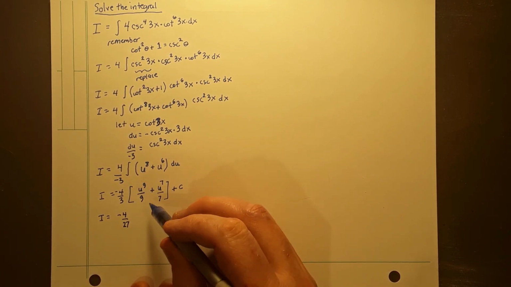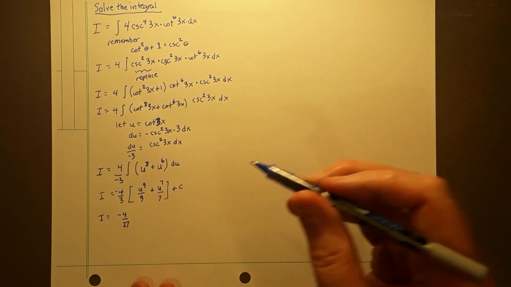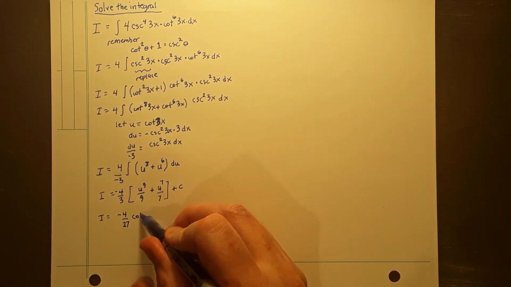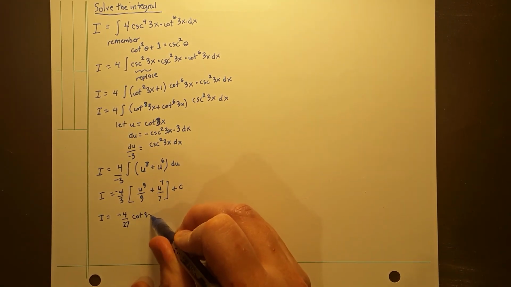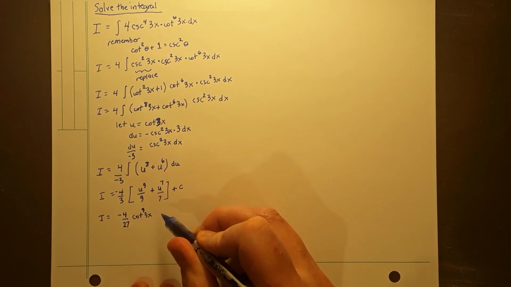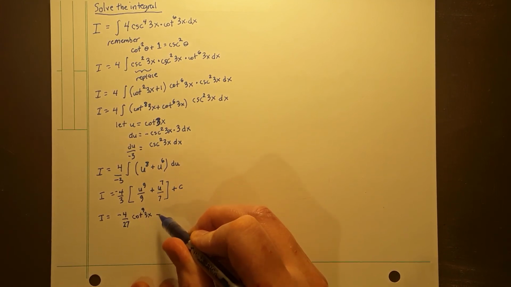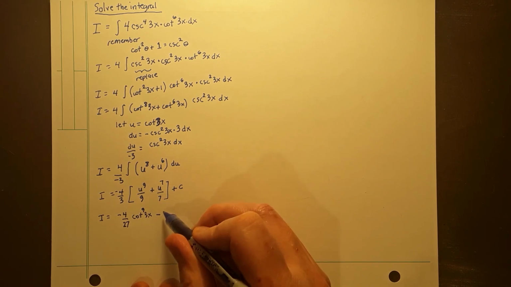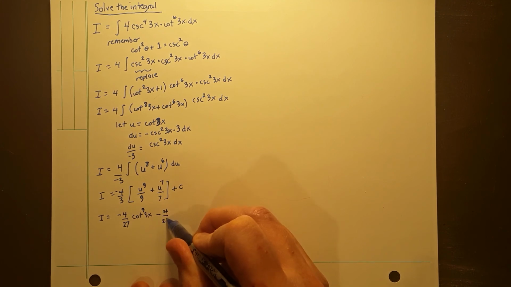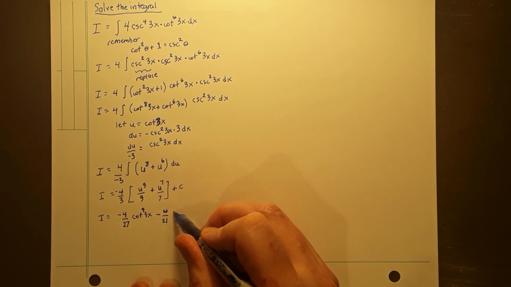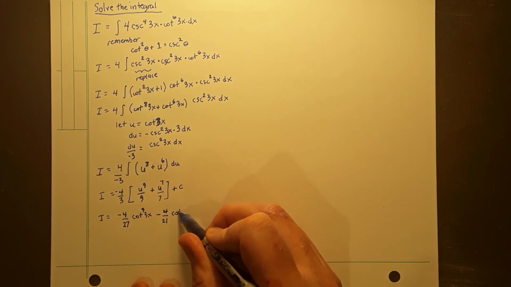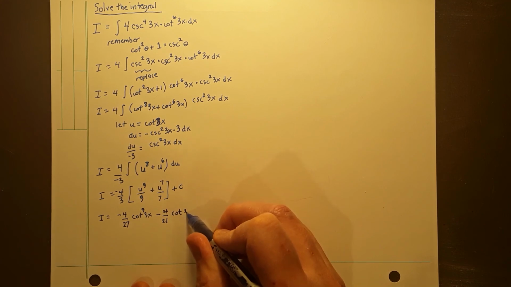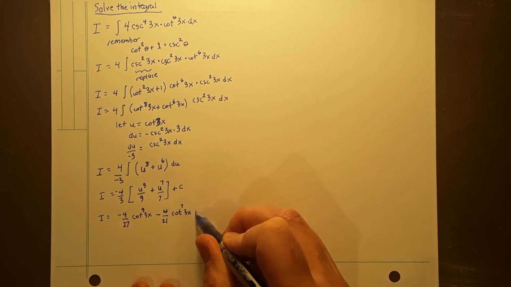u to the power of 9, after integration, we can undo the substitution. This will be cotangent of 3x to the power of 9, minus 4/3 times 1 over 7, which is minus 4 over 21, cotangent of 3x to the power of 7, plus c.